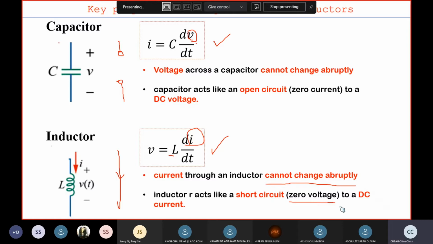And for a capacitor, when voltage is constant, i is equal to 0. For an inductor, when current is constant, voltage is equal to 0. Voltage equal to 0 means short circuit. Short circuit basically means no resistance, resistance equal to 0. It's a conductor which you connect between the 2 points.